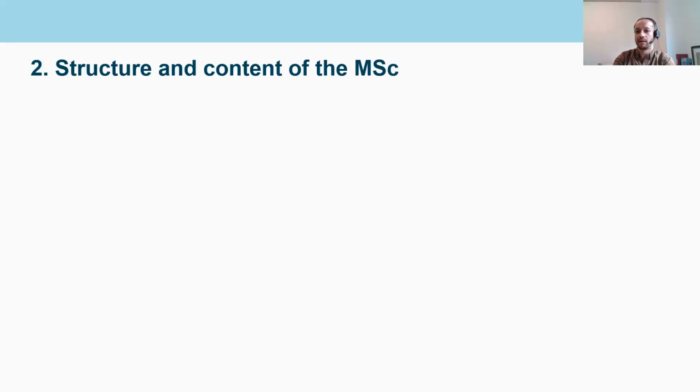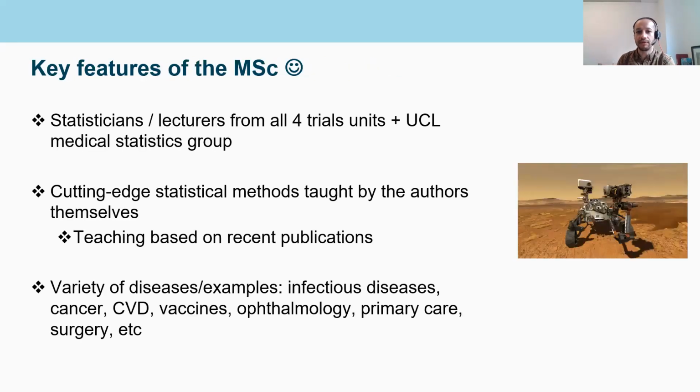Structure and content of the MSc now. And what are the key features of this MSc? You will be taught by lecturers from all 4 trials units and some lecturers from the UCL Medical Statistics group. You'll be taught cutting-edge statistical methodology taught by the authors themselves. The teaching at UCL at master's level is based on research. So the teaching will be based on our recent publications. I will be teaching early phase based on my recent publications of the last 3 to 4 years, for example.